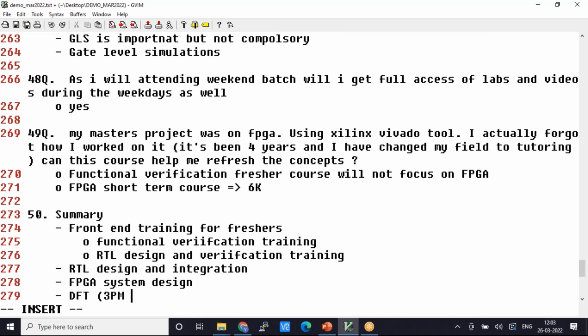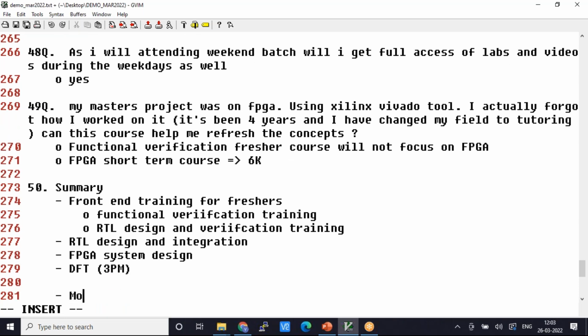Other than that, DFT people might have got a basic idea about the flow. There will be a demo session at 3 p.m. Those who have filled the demo session registration form will get the link, if you have mentioned DFT in that form. If you haven't, please fill the form mentioning that you are interested in DFT. And the course is starting from Monday onwards.